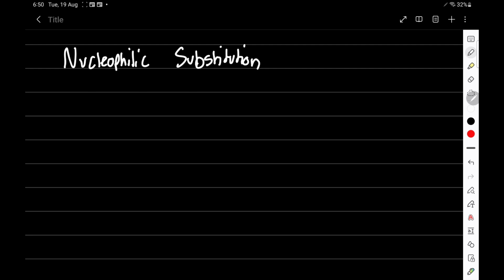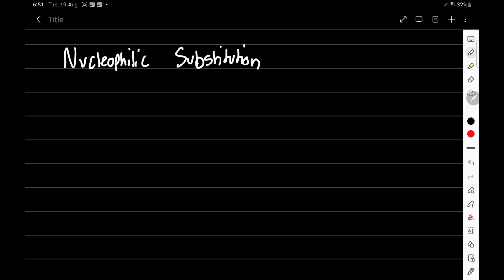Arguably one of the most useful reactions in organic chemistry due to its simplicity and wide range of functional groups that can be installed. We are of course talking about nucleophilic substitution, one of my personal favorite reactions. So let's begin by simply describing what the reaction is.